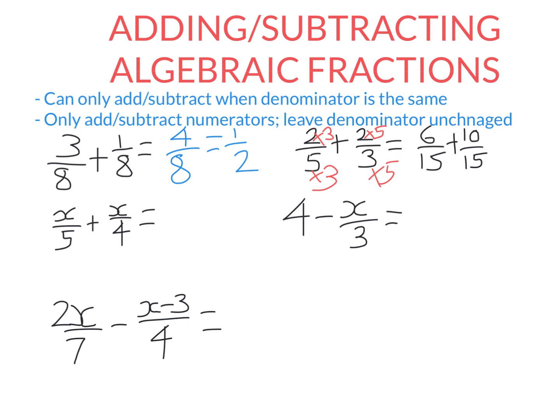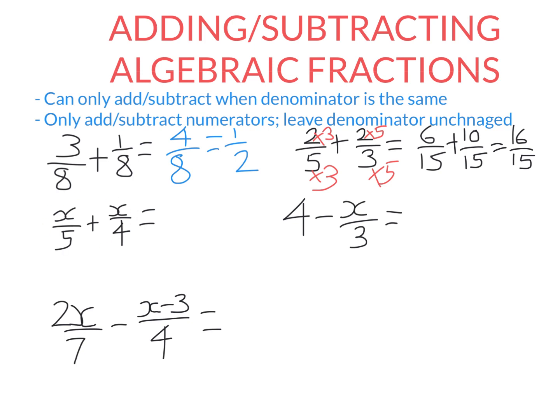So now that they have the same denominator, I just add the tops. 10 plus 6 is 16, and I always leave the denominator unchanged. So the answer is 16 over 15. This is an improper fraction because the numerator is higher. Nothing wrong with that. All right, let's look at some algebraic fractions.